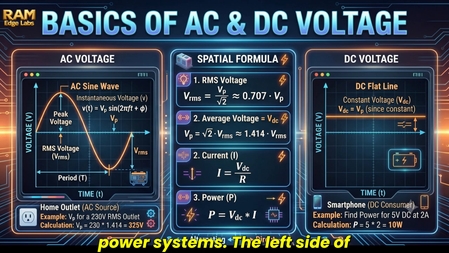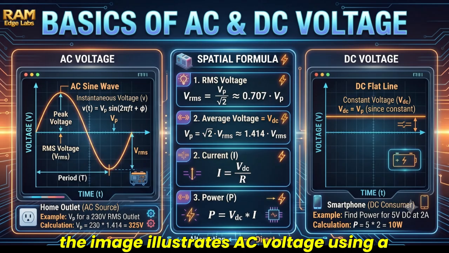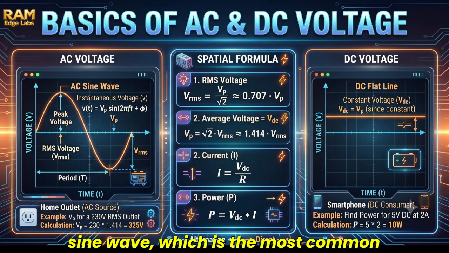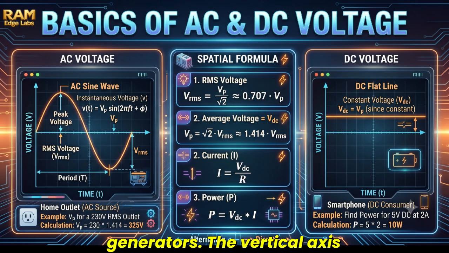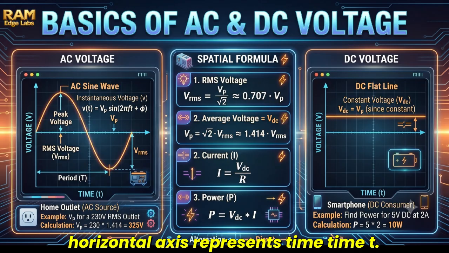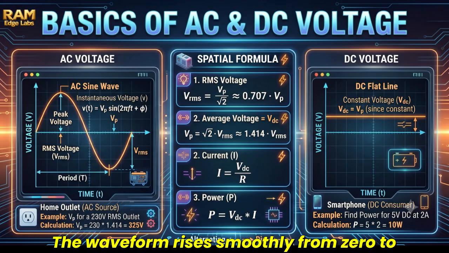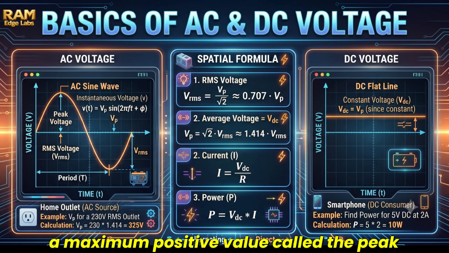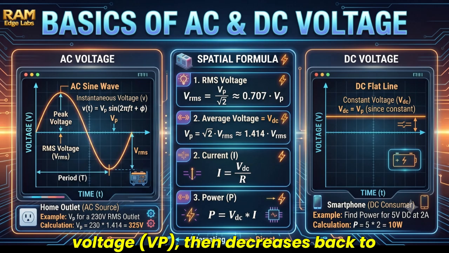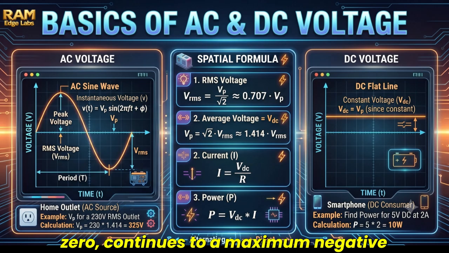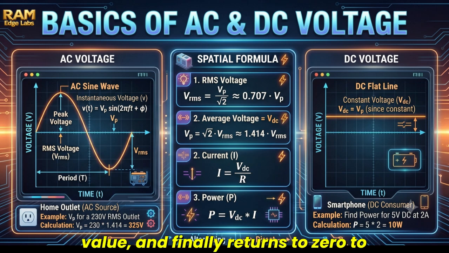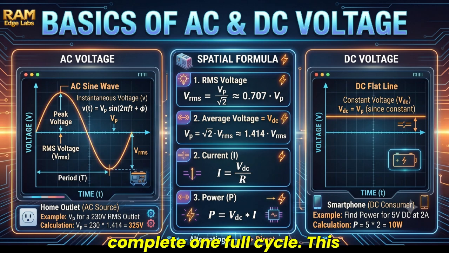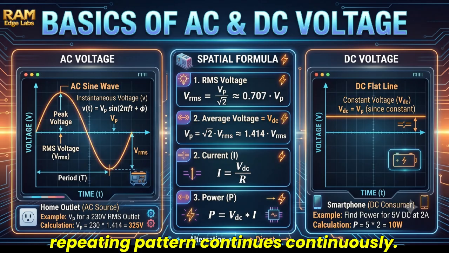The left side of the image illustrates AC voltage using a sine wave, which is the most common waveform produced by electrical generators. The vertical axis represents voltage (V), and the horizontal axis represents time (t). The waveform rises smoothly from 0 to a maximum positive value called the peak voltage, Vp, then decreases back to 0, continues to a maximum negative value, and finally returns to 0 to complete one full cycle. This repeating pattern continues continuously.